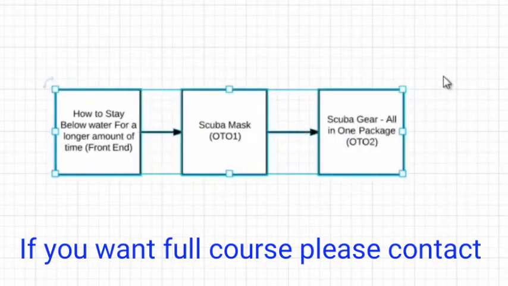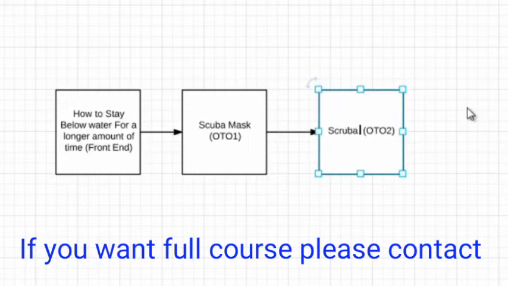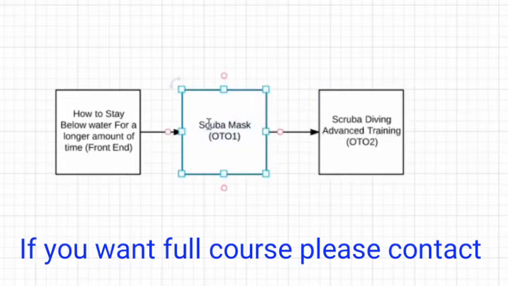Now, let's say it's an information product. So let's say that we won't do a service, and we can do a service in the next video. But let's say, for example, that this is a product. So maybe we could do scuba diving training, advanced training. OTO2 is the biggest, baddest bonus that we can offer, and that's the advanced training. So maybe OTO1 could be scuba diving, not basic training, but maybe intermediate training.